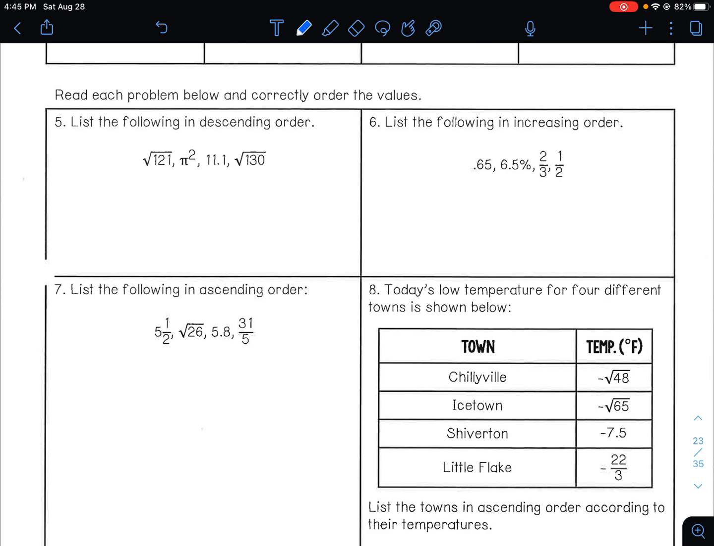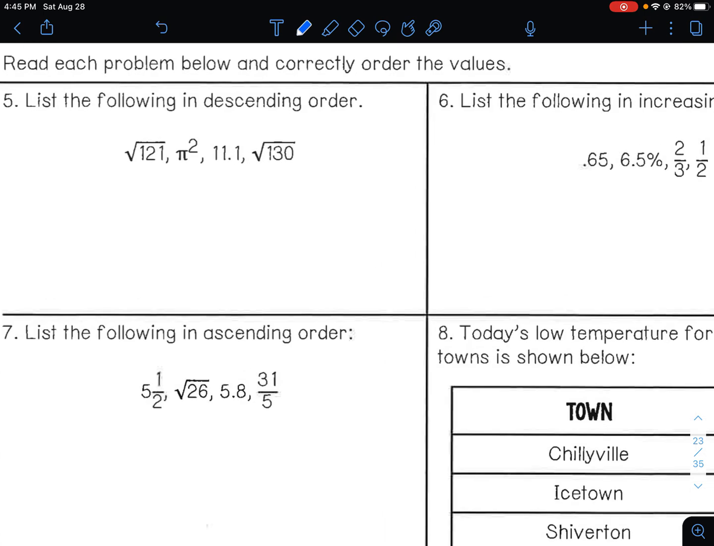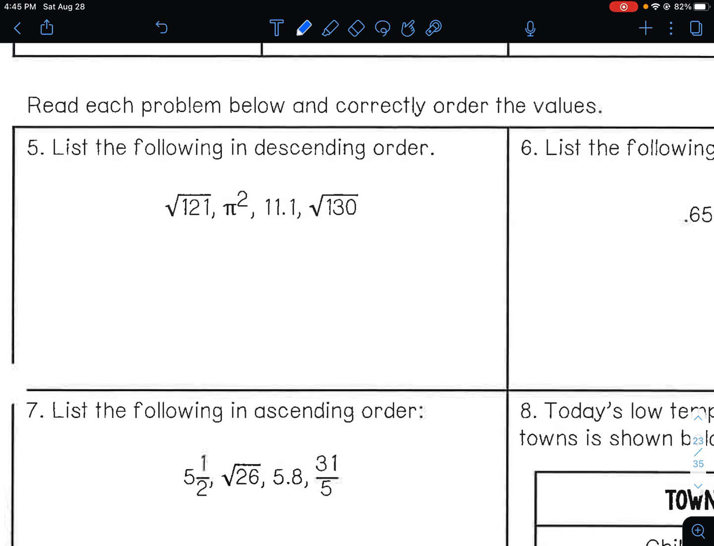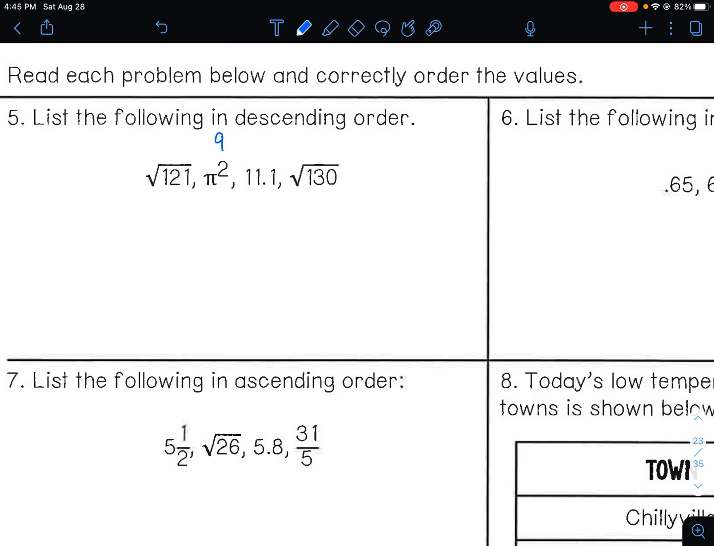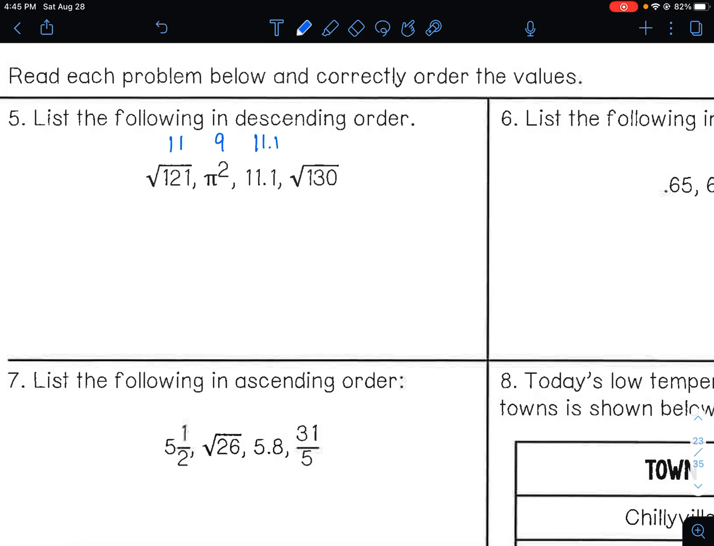List the following in descending order. Oh my goodness, this is a lot. Well, thankfully we did some of this already. This is roughly 9. Hopefully that's good enough. It's 9 point something. Who cares what the rest is? Radical 121 is a perfect square. That's 11. 11.1 is 11.1. And then radical 130, well, that's going to be bigger than radical 121, but for the sake of it, let's figure out what it is.